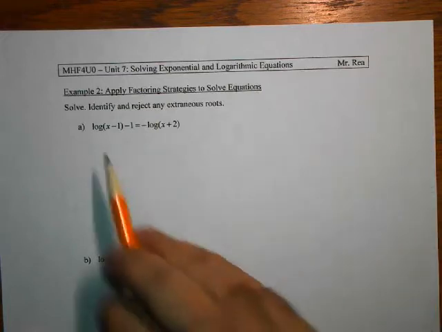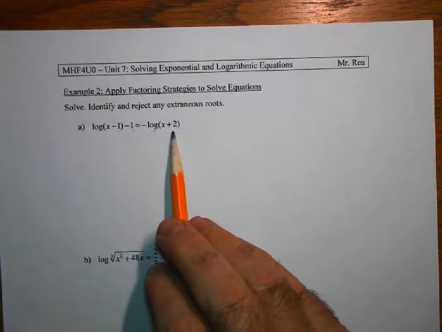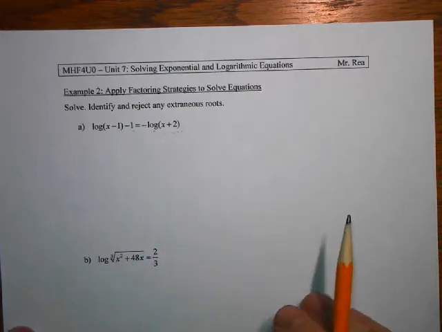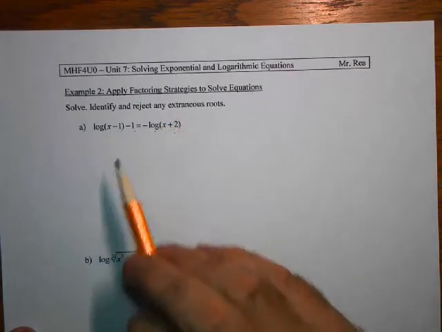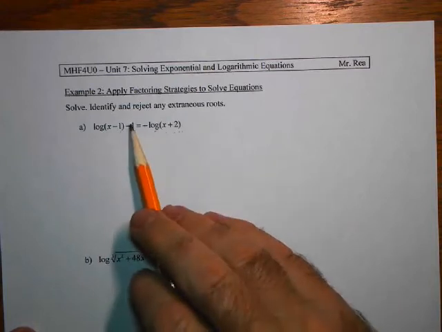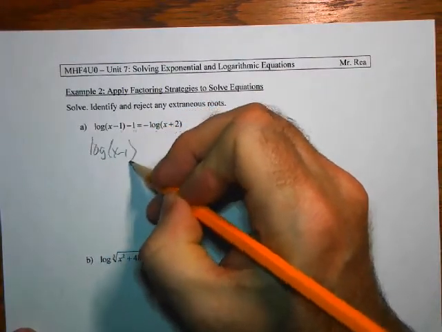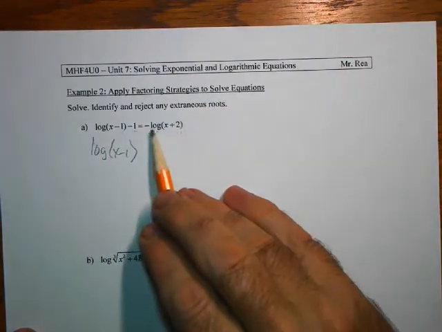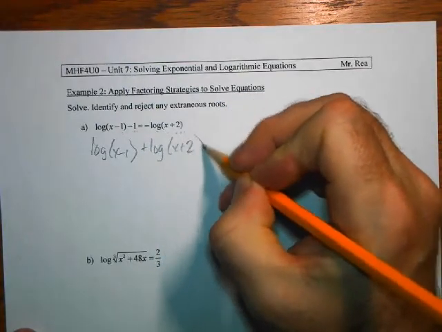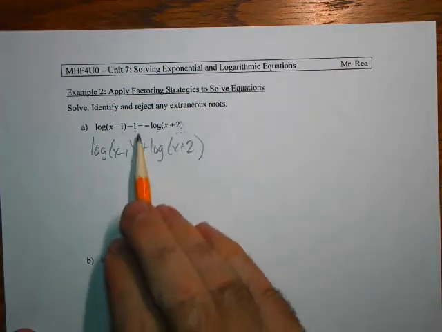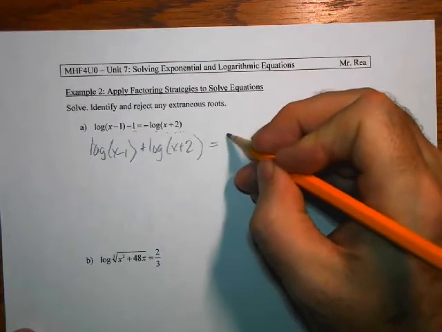Okay, so we've got log of x minus 1, subtract 1, equals the negative log of x plus 2. So what I'm going to do is put the two log terms on the same side and at least get rid of this. So I'm going to have log x minus 1. And if I want to get rid of this, I'm going to add log x plus 2 to both sides. Okay, so I've got them both on the left side now. I want to clear out this, so I'm going to add 1 to both sides. So that's equal to 1.